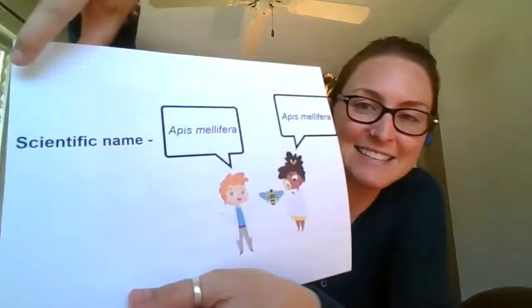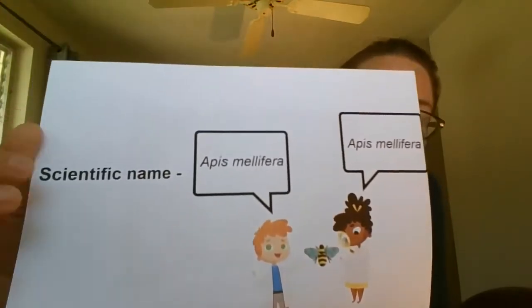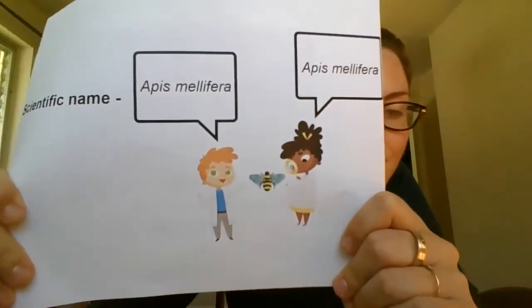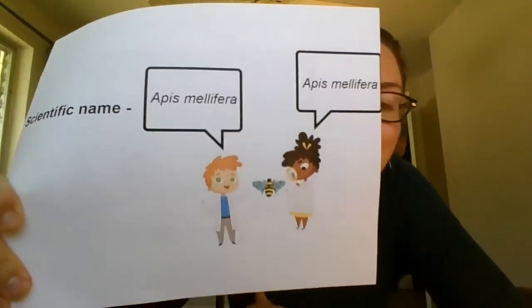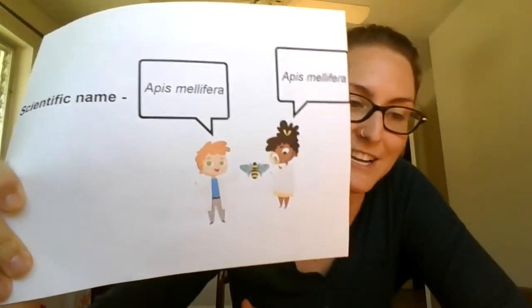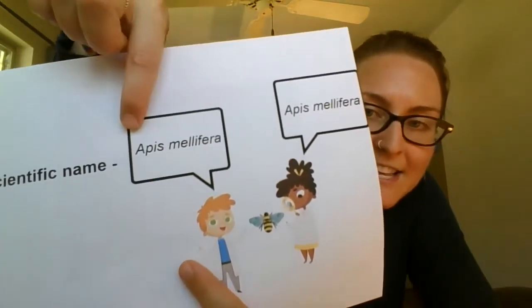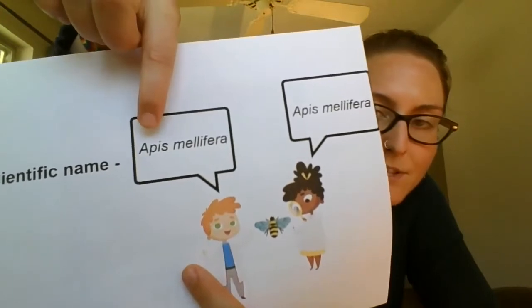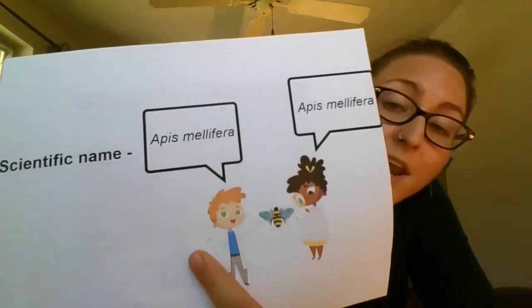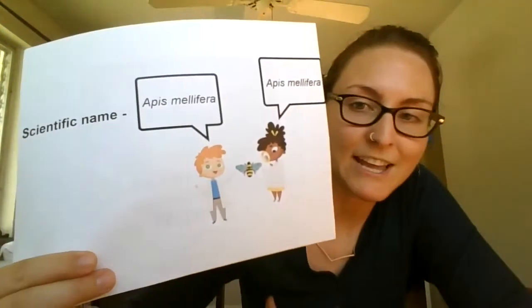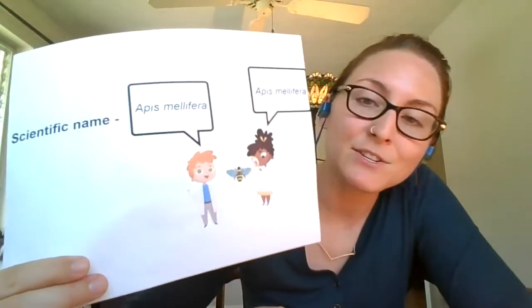Our second vocabulary word is actually two words. It is scientific name. Scientists give animals scientific names so they can talk to other scientists that speak different languages, and they can share information about the animals that they're studying. So you can identify scientific names because they are written in italics and they have two parts to them. So this one is Apis mellifera. Another interesting thing about scientific names is they are Latin, which is an old language that isn't spoken anymore, but it is the root of many words that we use today.